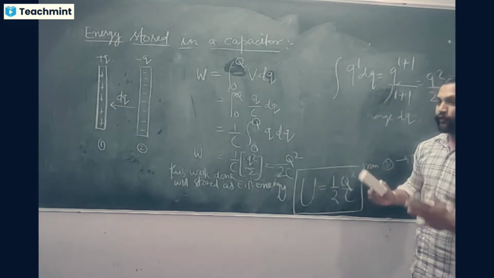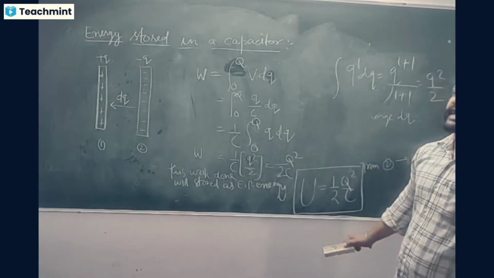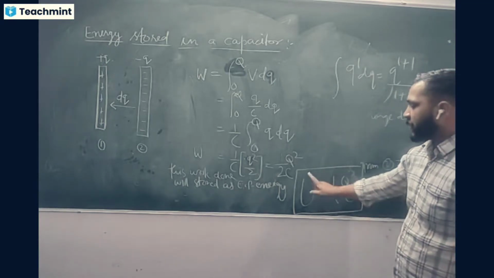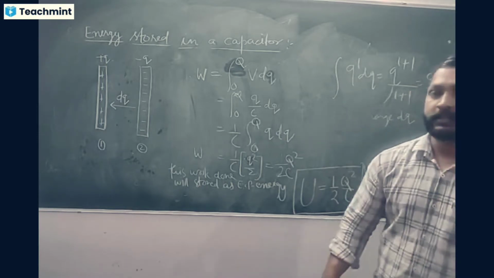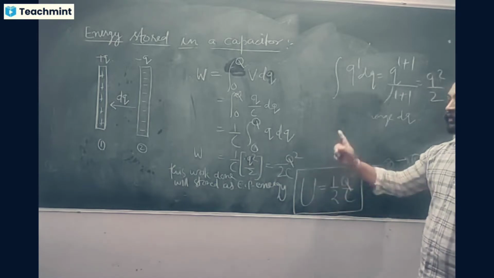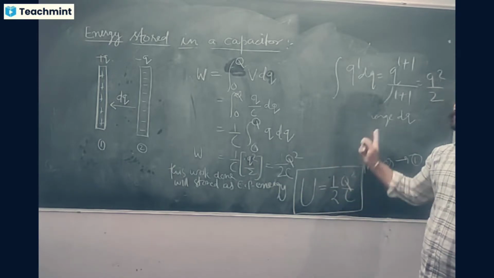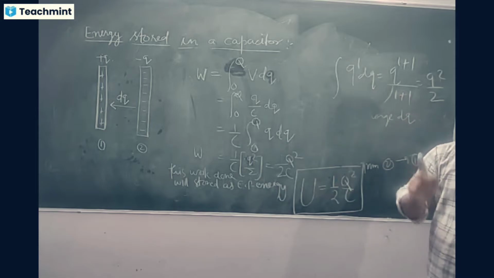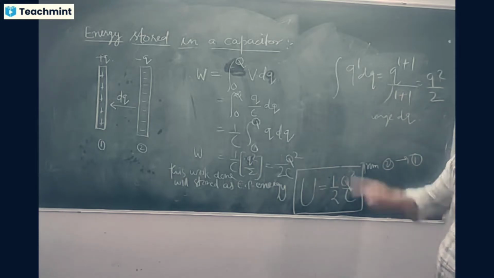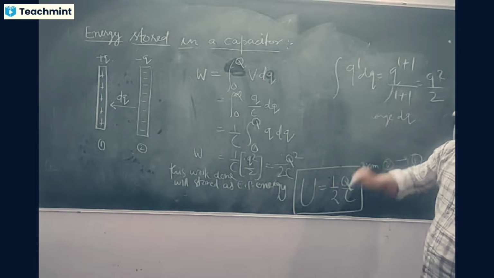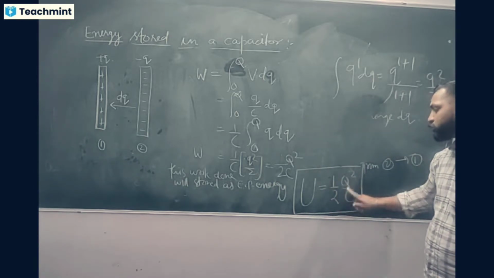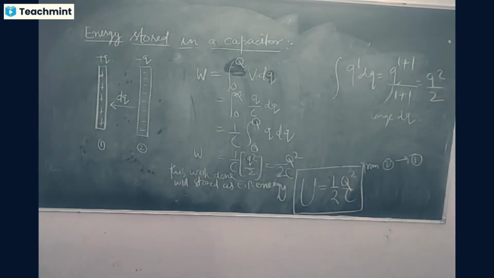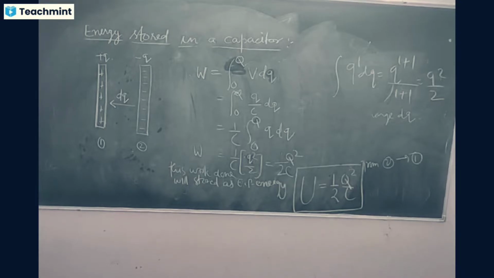So the formula for the energy stored in a capacitor is given by U is equal to half Q square upon C. Again I am repeating, the work done in moving a charge capital Q from plate 2 to plate 1 will be stored as electric potential energy, and its formula is U is equal to 1 upon 2, or half, Q square upon C. So this is a general formula for the energy stored in a capacitor.